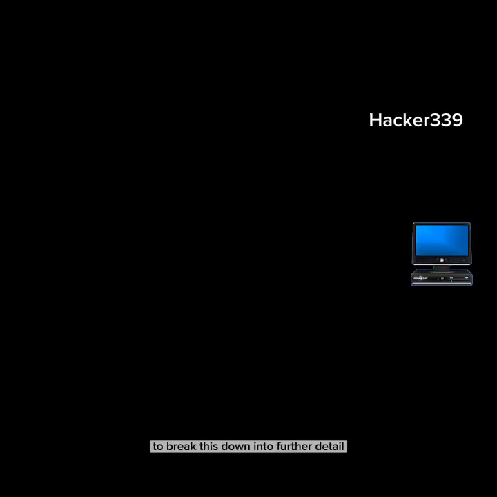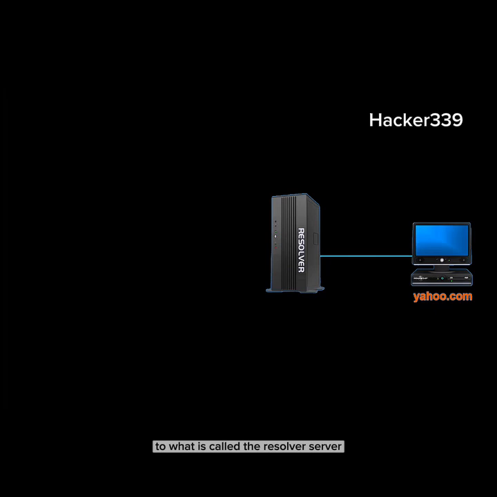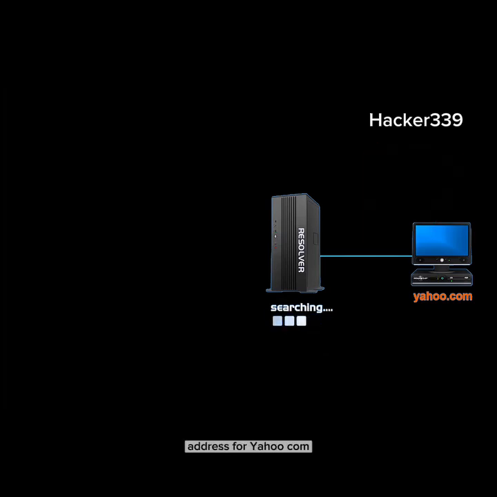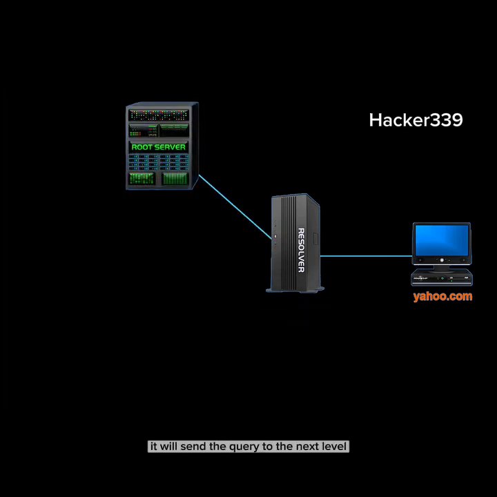So to break this down into further detail, let's examine the steps that DNS takes. So when you type in yahoo.com in your web browser, and if your web browser or operating system can't find the IP address in its own cache memory, it will send the query to the next level to what is called the resolver server. The resolver server is basically your ISP or Internet Service Provider. So when the resolver receives the query, it will check its own cache memory to find an IP address for yahoo.com, and if it can't find it, it will send the query to the next level, which is the root server.